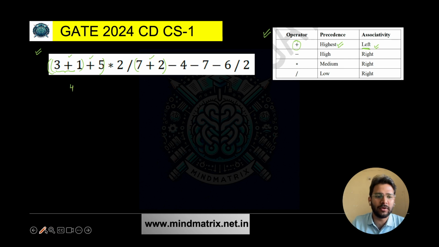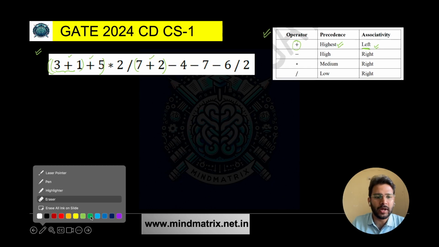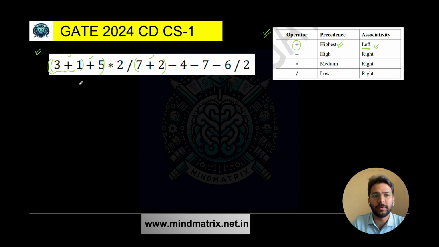So directly also we can write that it is going to be 3 plus 1, 4 plus 5, that is going to be 9, right? Then we have this multiply, then 2, then division operator. 7 plus 2 will become 9. So this is what we are getting now. So plus is not there.